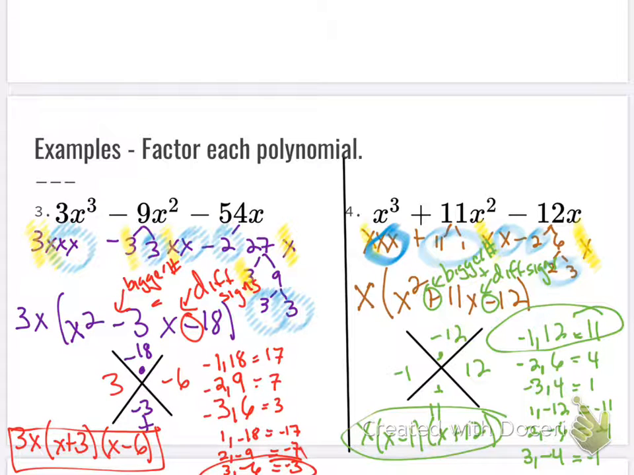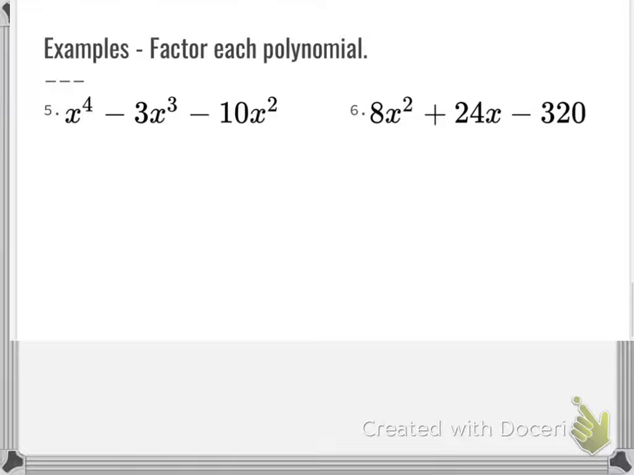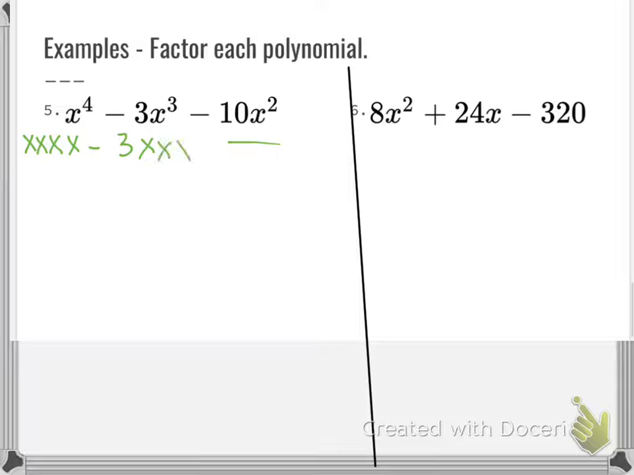Okay, we only have 2 more examples. So we'll finish these 2 up, and then you have some time to do your homework. So we'll look to see what our GCF is. Our first one is just x to the 4th, so that's x times x times x times x. Our next one is 3x times x times x.